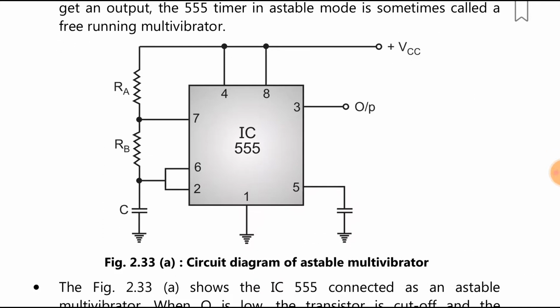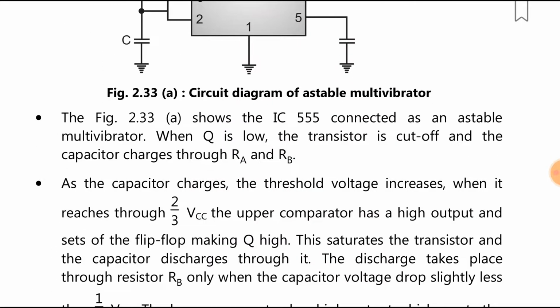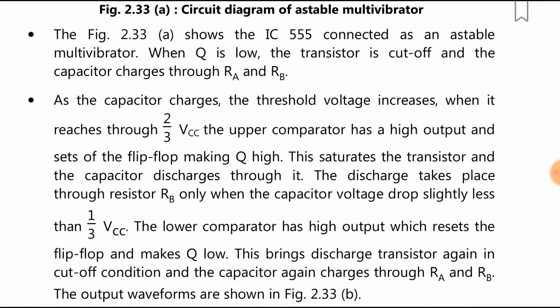So two resistors RA, RB and C are connected to pins 6, 7 and 2. Pins 4 and 8 are connected to VCC, pin 1 is ground, pin 5 is connected through a capacitor to ground, and pin 3 is the output. So what happens here, you just see, IC555 is connected as an astable multivibrator.